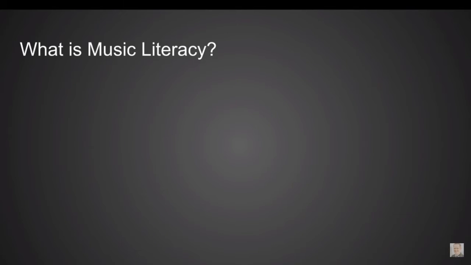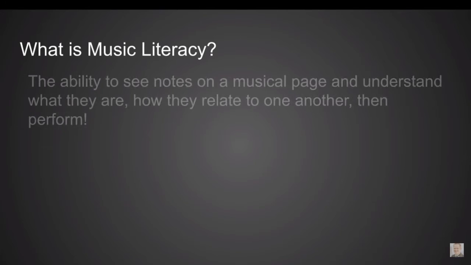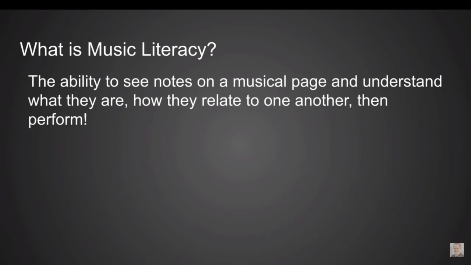Are you a singer who can look at a piece of music and sing it without any help from a piano or another singer? Or do you need to hear your part several times before you can sing it correctly? Having a good ear is a very good attribute, but having a good ear and being able to sight sing music without the help of another instrument or another singer is essential in becoming the best musician you can be. Music literacy allows the singer to see the notes on the page, understand what they are, how they relate to one another, and then perform them accurately without the help of an outside person or instrument.